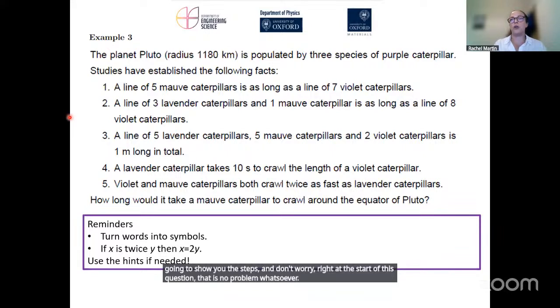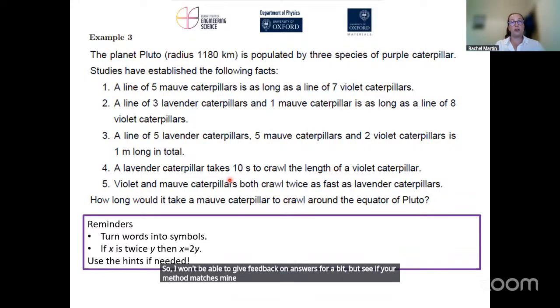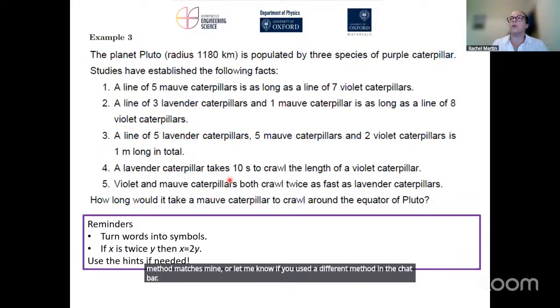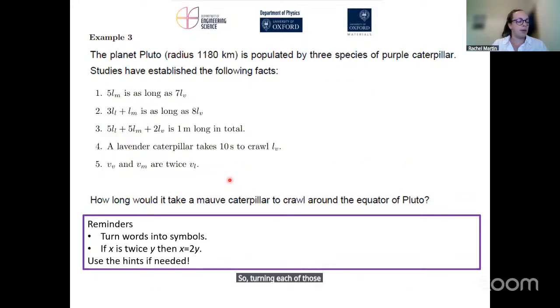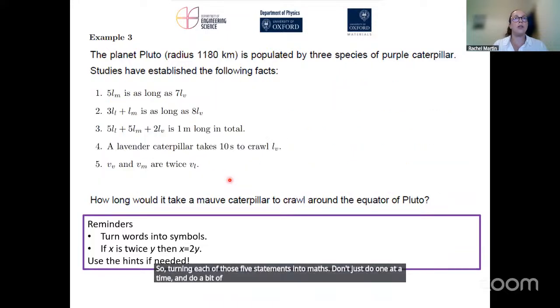So I'm going to show you how to break this down from words into maths. So I won't be able to give feedback on answers for a bit, but see if your method matches mine, or let me know if you used a different method in the chat bar. So turning each of those 5 statements into maths, don't just do one at a time and do a bit of the question. Turn them all into maths straight away so that you can work with them.